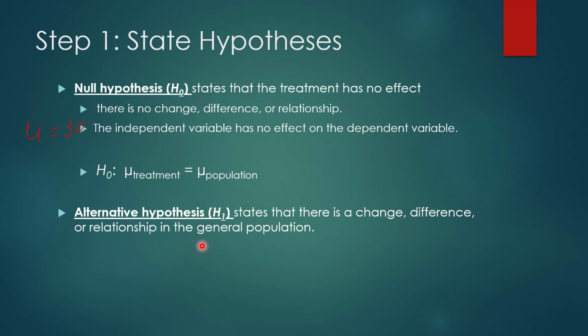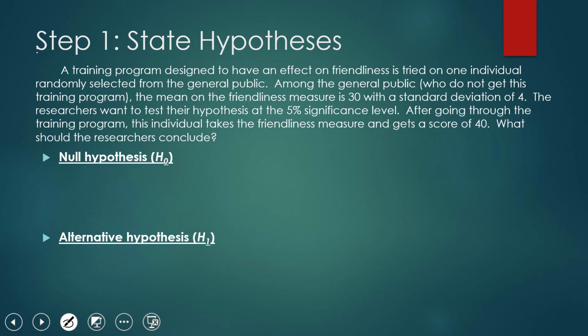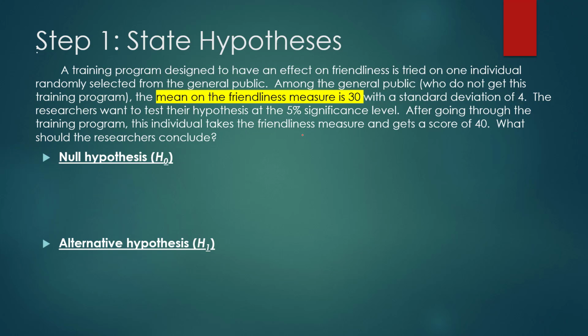Now, the alternative hypothesis, written as H sub 1, states that there is a change or a difference in the general population. So after the population goes through the treatment, there is a difference in the population mean. So here is the notation, H sub 1: the mean of the treatment group is going to be different than the mean of the population. So one of the things we said we knew is that our mean was 30, right? And this is our population mean. So our null hypothesis here is going to be that the mean after training is going to be the same as our population mean.